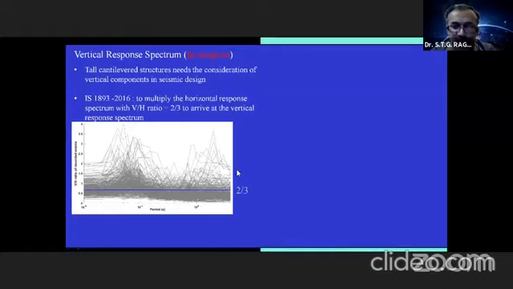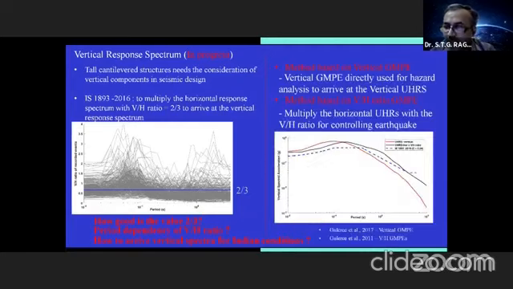This V by H ratio varies with the time period. It is not constant. Right now the IS code says 2/3, that is, this blue line shows the IS code value. But this V by H ratio, you follow, it varies as a function of period, and the values are very high actually when you look at these data sets. And when you do the hazard analysis for vertical ground motions, these values are slightly higher than what is recommended by the IS code. So this matter also has to be looked into in great detail, and maybe in future codes this may also come up.